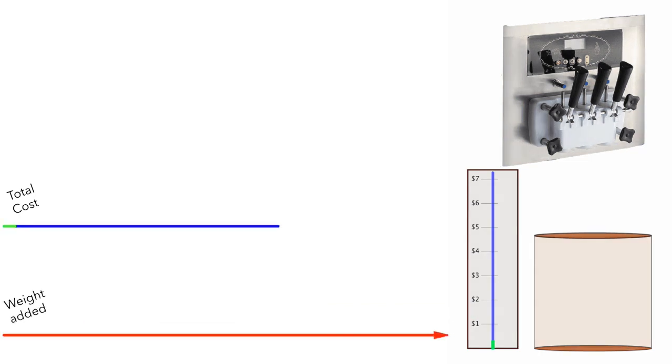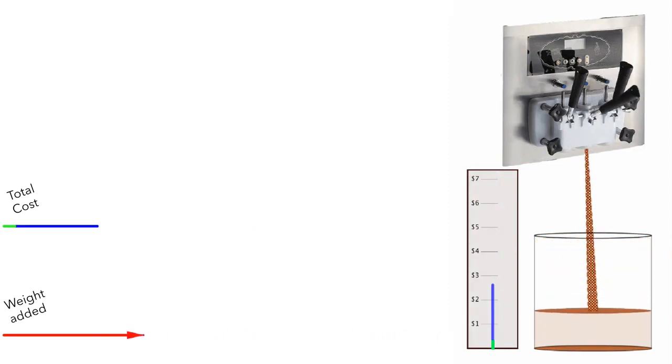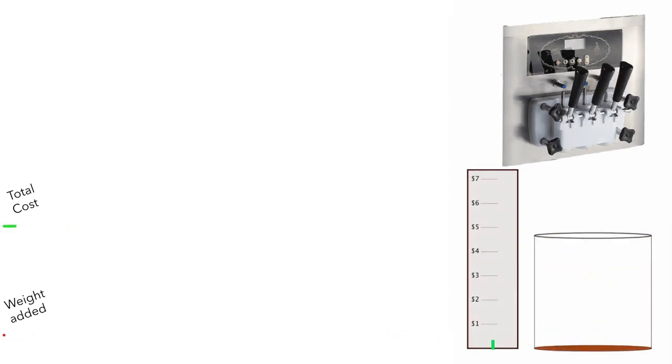Let's rewind this to the start of the dispensing. Now I'll show this again. As the animation plays, think about how the weight of the yogurt, the length of the red arrow, and the additional cost, the length of the blue bar, are changing with respect to each other.